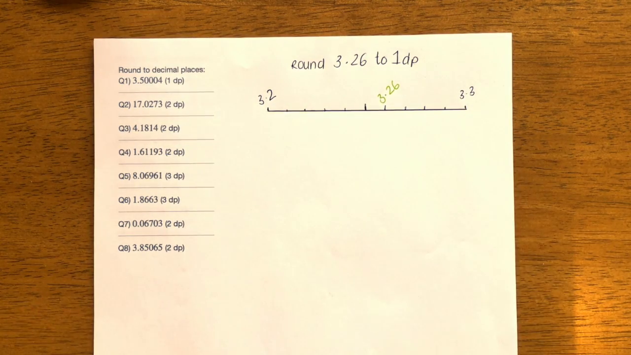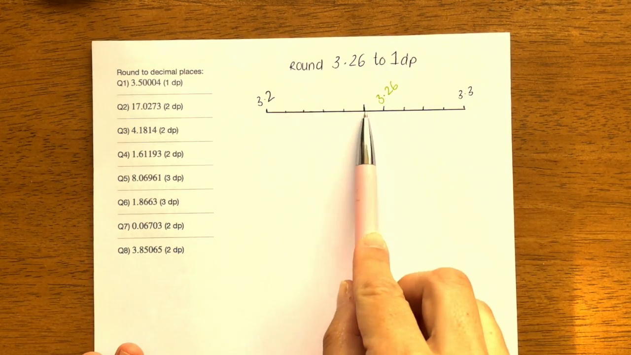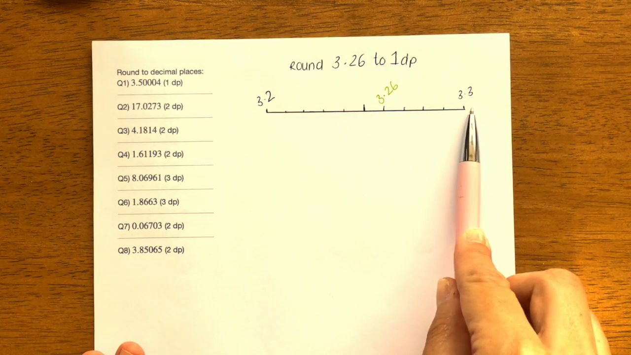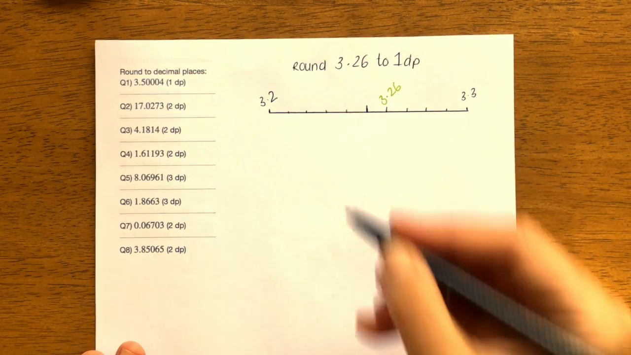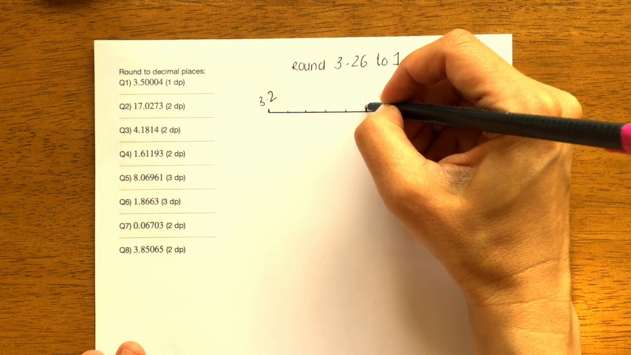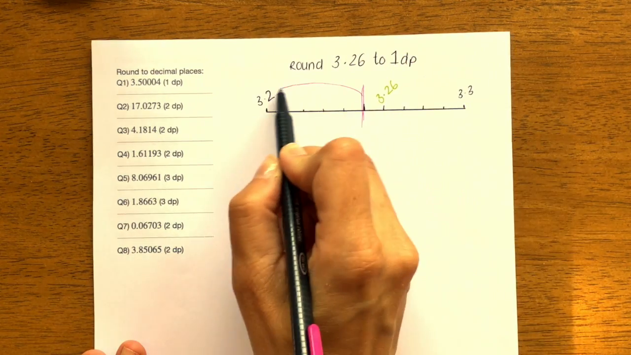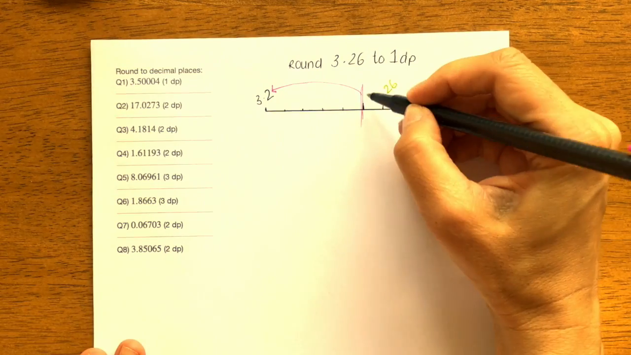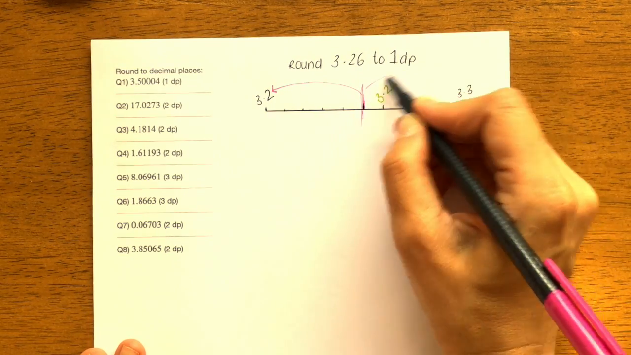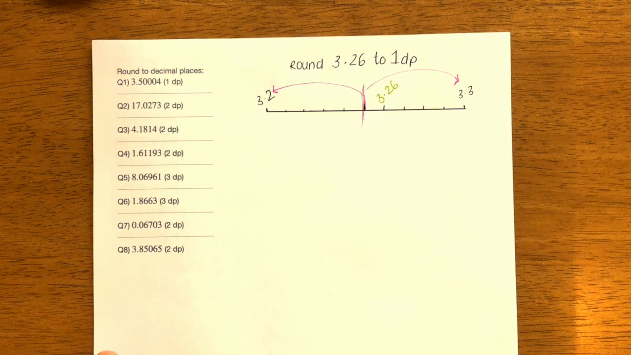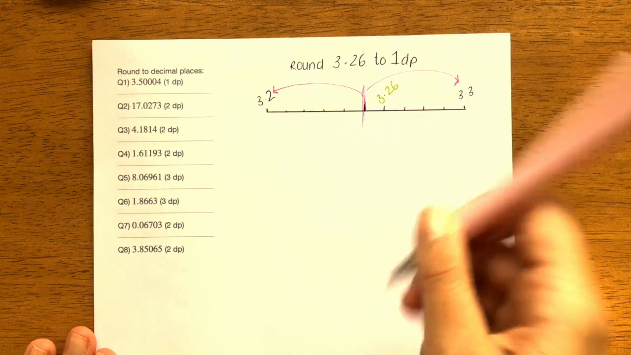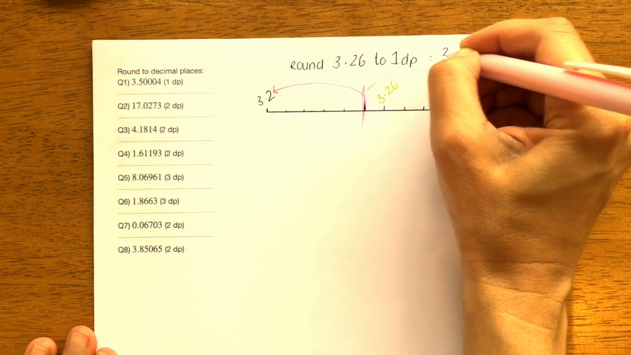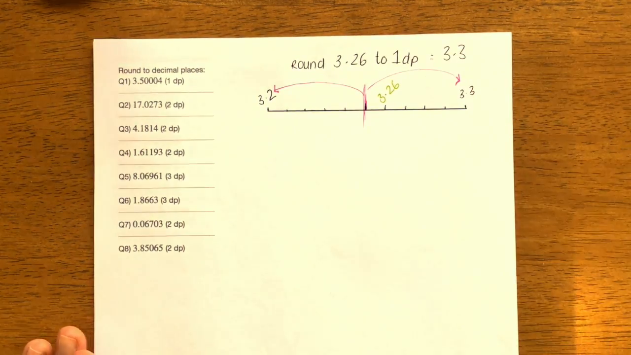You need to remember the rule that if it's at the halfway point, it does round up. It doesn't round down. If you want to imagine it, the little lines just before here all round to this number, and the ones just on this line all round to that number. So if I was writing the answer to this one, 3.26, because we know it's closer to 3.3, that would be my answer rounded to one decimal place.